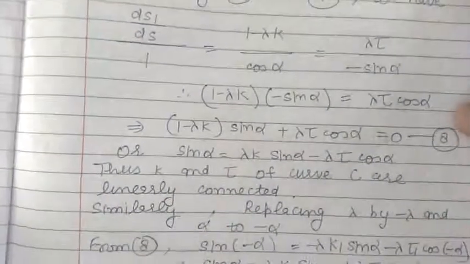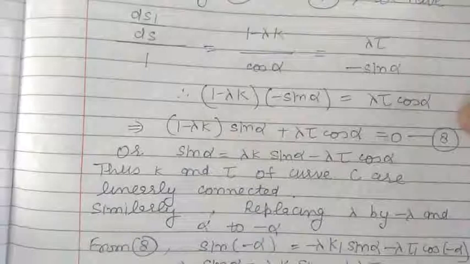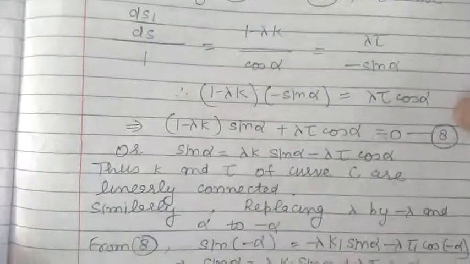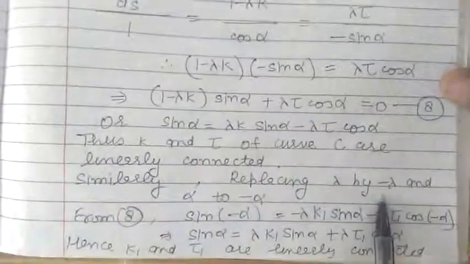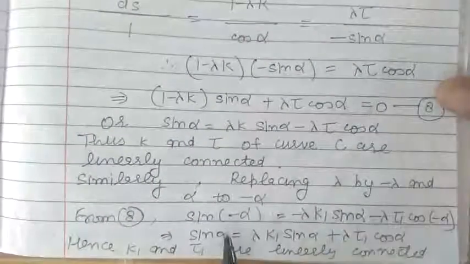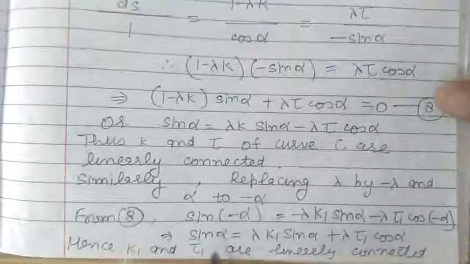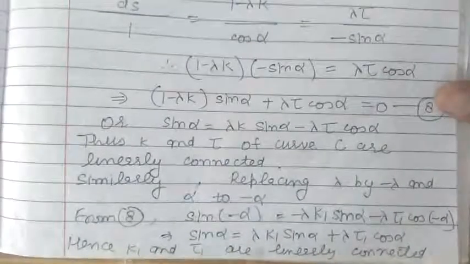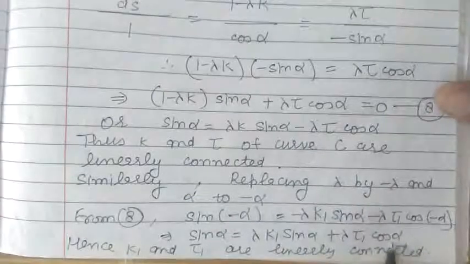In the same way, because the curves C1 and C are reciprocal to each other, replacing lambda by minus lambda and alpha by minus alpha in this relation, we again get a relation which shows that the curvature and torsion of the curve C1 are also linearly related.